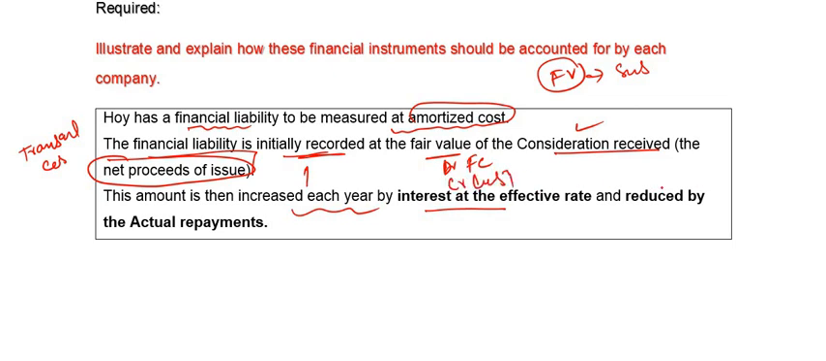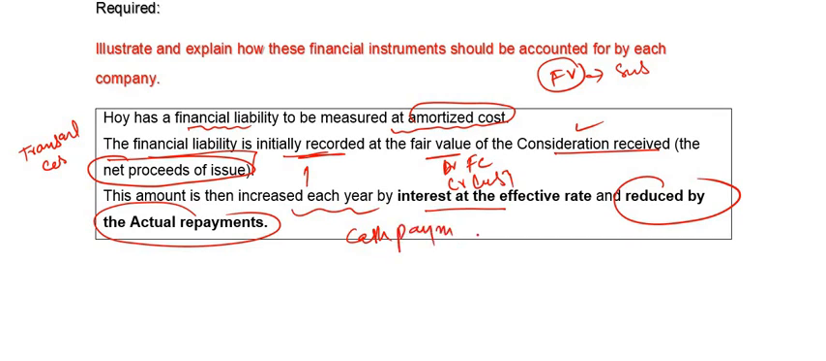Now this amount is also reduced by the actual cash repayment. So you have to pay some amount using a coupon rate, and then you will have a reduction in the liability. Okay, fine.